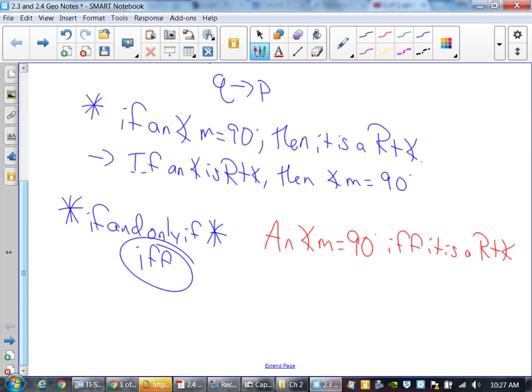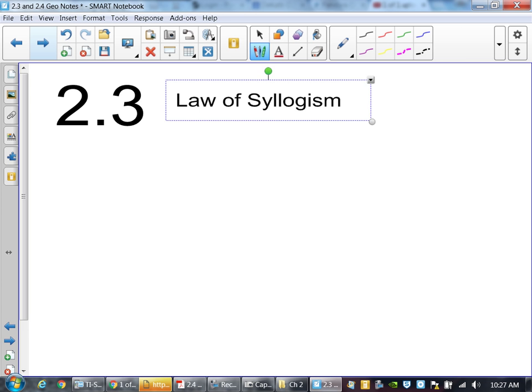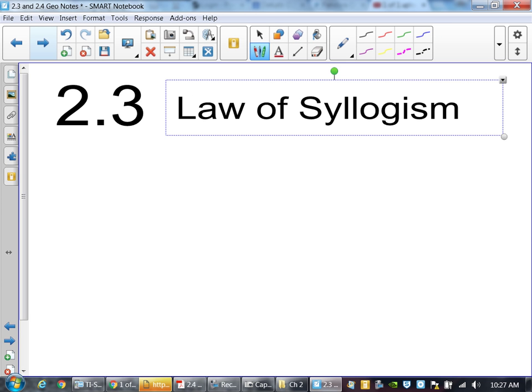So the other part today is to start talking about what's called the law of syllogism, and then we're going to talk about what's called the law of detachment. You already know this because you do this every single day without even realizing it. Say that word: syllogism. It's also known as the transitive property, because you've seen that in math. Now, what the law of syllogism says is basically this.